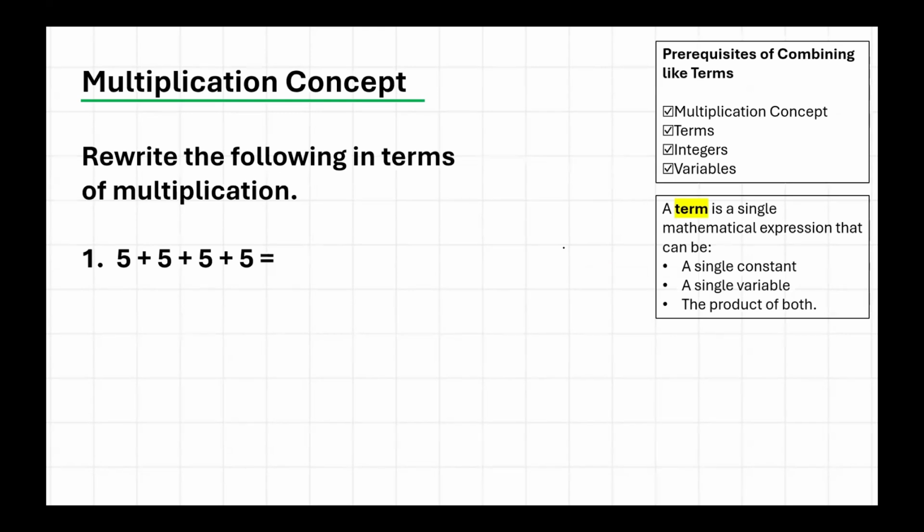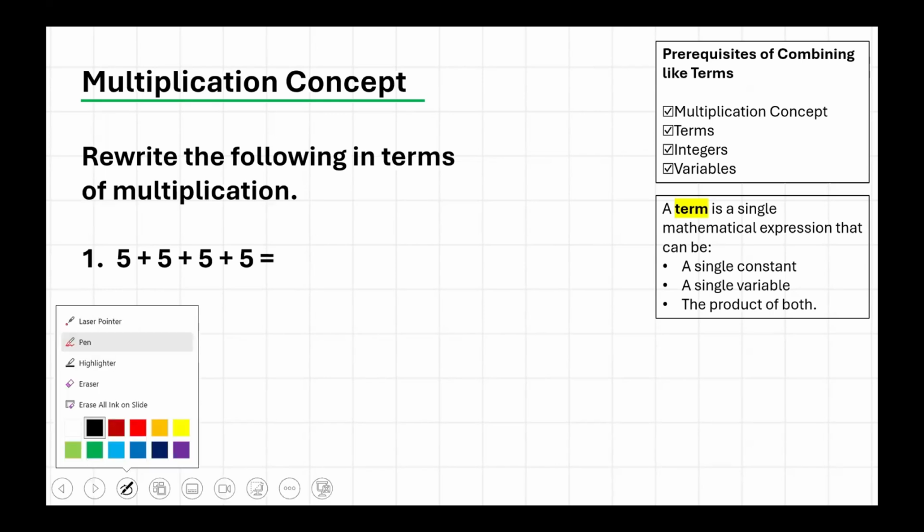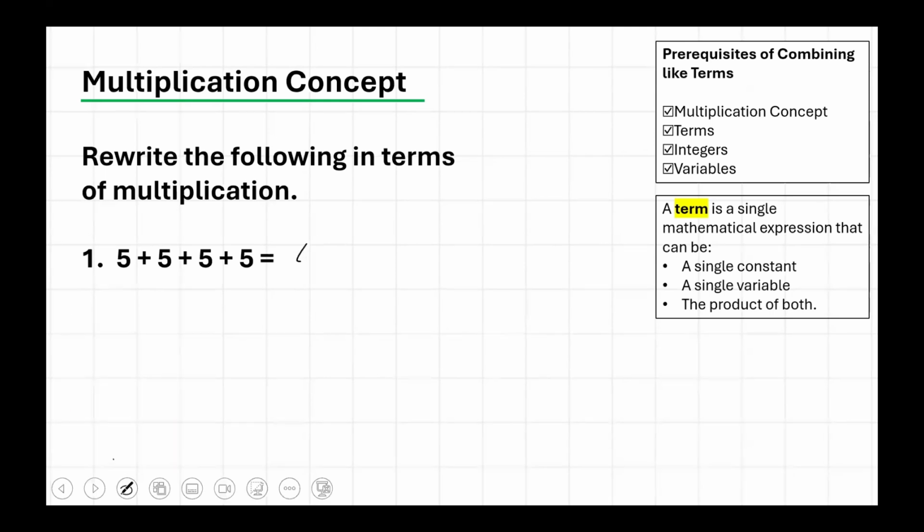So a term is a single mathematical expression that can be a single constant, a single variable, or the product of both. Here in our example, we have 5 plus 5 plus 5 plus 5. We're going to rewrite this in terms of multiplication. Here we have four terms, so we're going to combine these fives since they belong to the same group. Instead of writing 20, we will just rewrite it as 4 multiplied by 5. We can just leave it as it is because that will be very useful in dealing with variables later on.